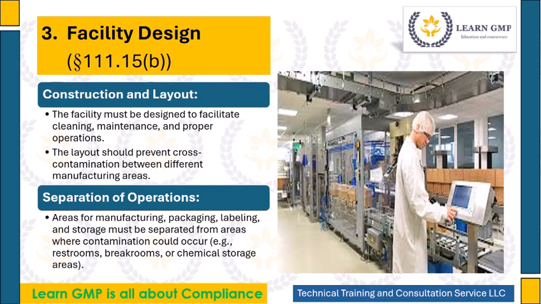Facility Design, Section 111.15b. Construction and Layout. The facility must be designed to facilitate cleaning, maintenance, and proper operations. The layout should prevent cross-contamination between different manufacturing areas. Separation of operations. Areas for manufacturing, packaging, labeling, and storage must be separated from areas where contamination could occur, for example, restrooms, break rooms, or chemical storage areas.